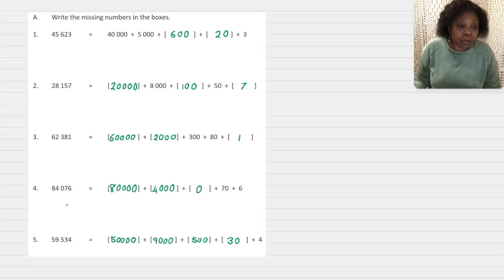We come to number 4. The number we have is 84,076. The value of 8 is 80,000. 4 is 4,000. 0 is 0. 7 is 70, and 6 will be 6 units.